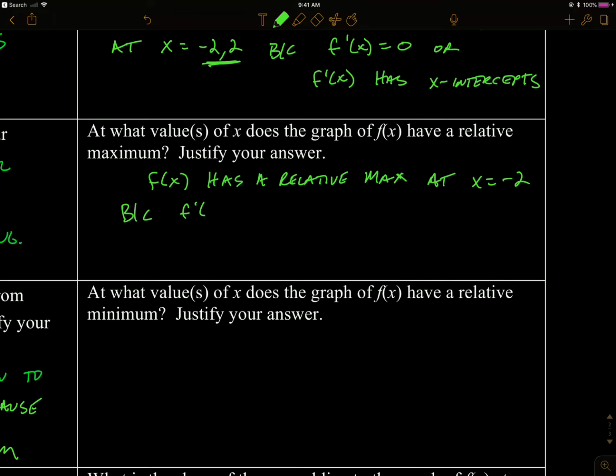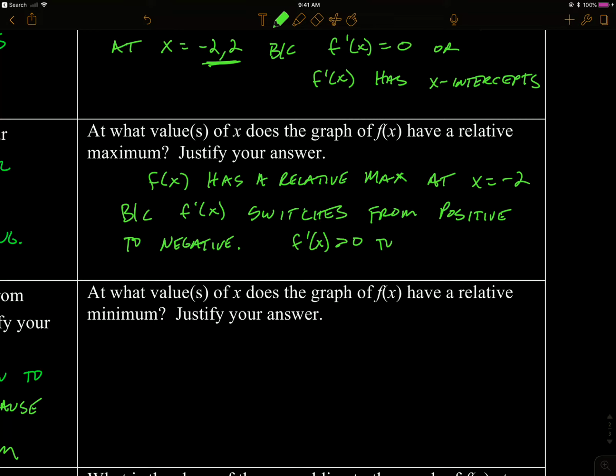Because f prime of x switches from positive to negative. There's a bunch of different ways I could say that. I could also say it switches from f prime of x being bigger than 0, that means positive, to f prime of x being less than 0, which means negative. Or you could say f prime of x switches from above the x-axis to below the x-axis.